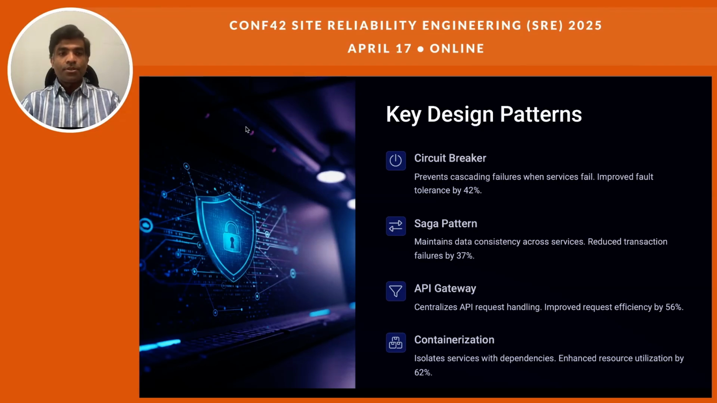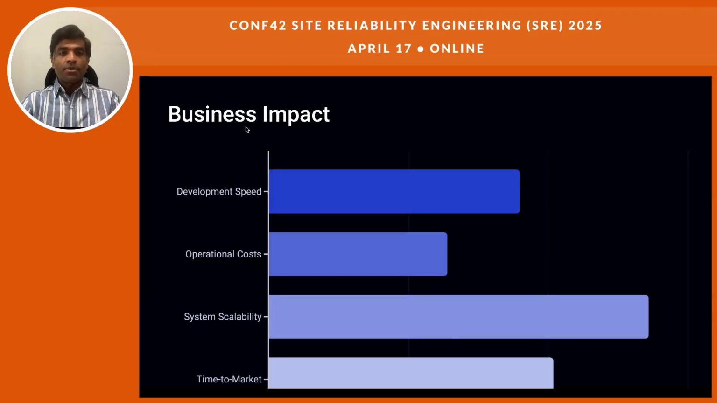Let's jump on to the next slide and we will talk about the business impact of microservices. The first one being development speed. By breaking down applications into smaller independent services, development teams can work on different components simultaneously, reducing bottlenecks and accelerating the delivery of features to achieve faster time to market. Companies leveraging microservices report a 35% increase in development velocity compared to traditional monolithic architectures.